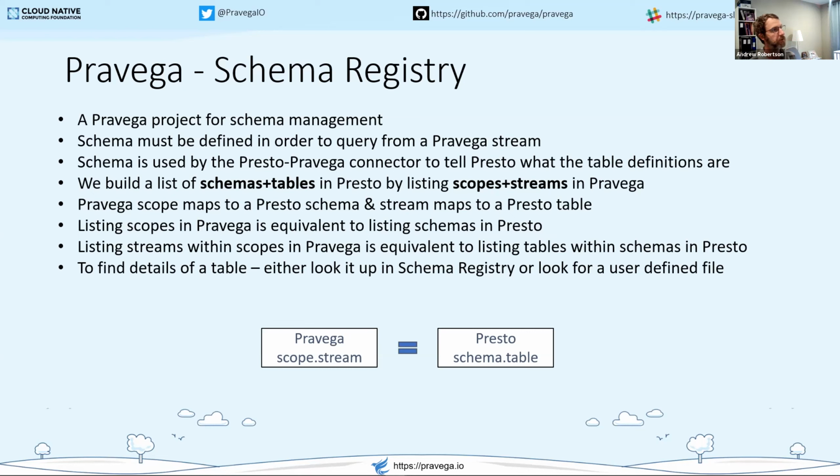And then when it comes time to actually get a schema for a particular table within a schema, we're going to go someplace to get that. That will either be schema registry, the Pravega schema registry product that's running, or we're going to look in a known location on disk for a user-defined file. I'm going to show both of these in the demo, which I think will make it a little more clear. But again, just to call it out, a Pravega scope and stream is equal to a Presto schema and table. Can you go next?